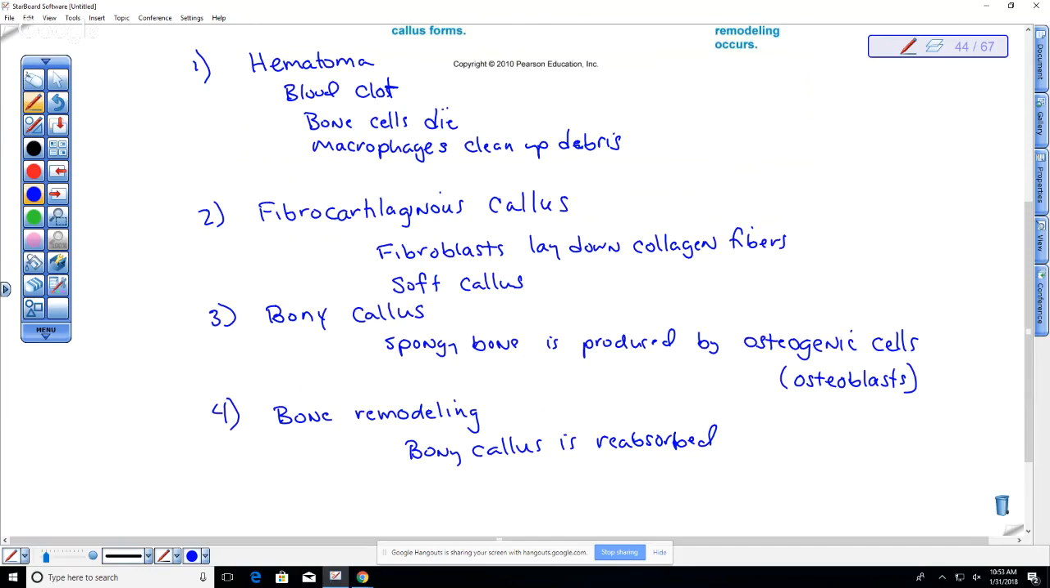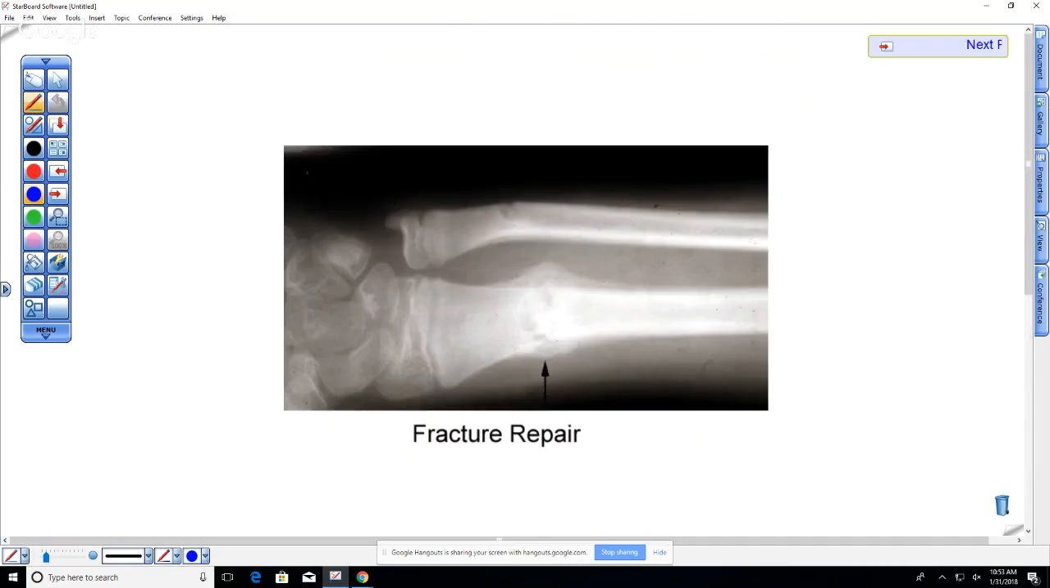So if we look at a diagram, or actually an X-ray of this, you can see in the X-ray, this is fracture repair. So this would be in the wrist area. This is a common fracture that you get when you fall with your arm outstretched. And I think it's called Colles fracture. And you can see that the callus is being formed around that area of break. Okay, and then you can see the spongy bone being laid down between the two parts of the bone.